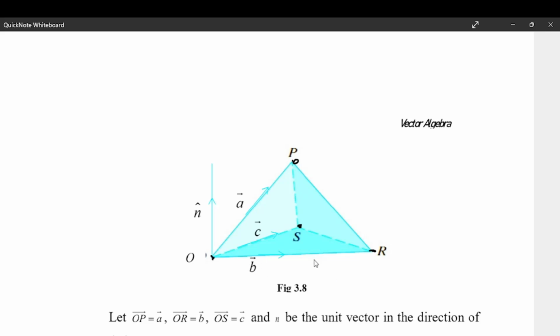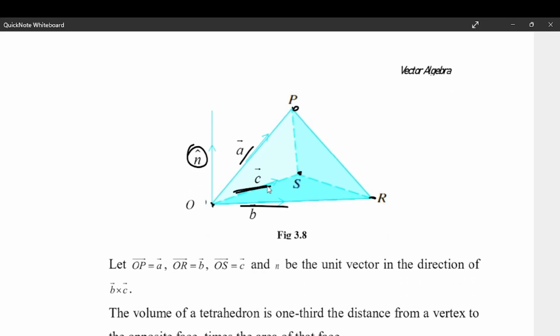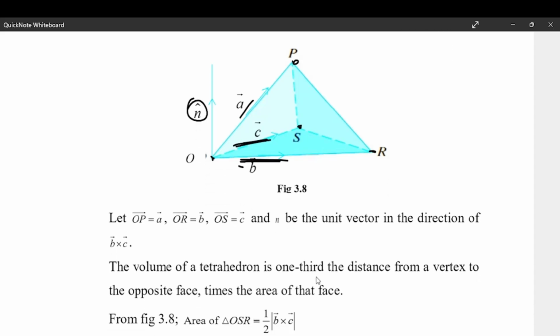And we have adjacent sides, which are A, B, C, which are all vectors. And there is a unit vector which is perpendicular to the direction of B and C. So we are saying that the volume of a tetrahedron is 1/3 of the distance from the apex to the opposite face times the area of that face.